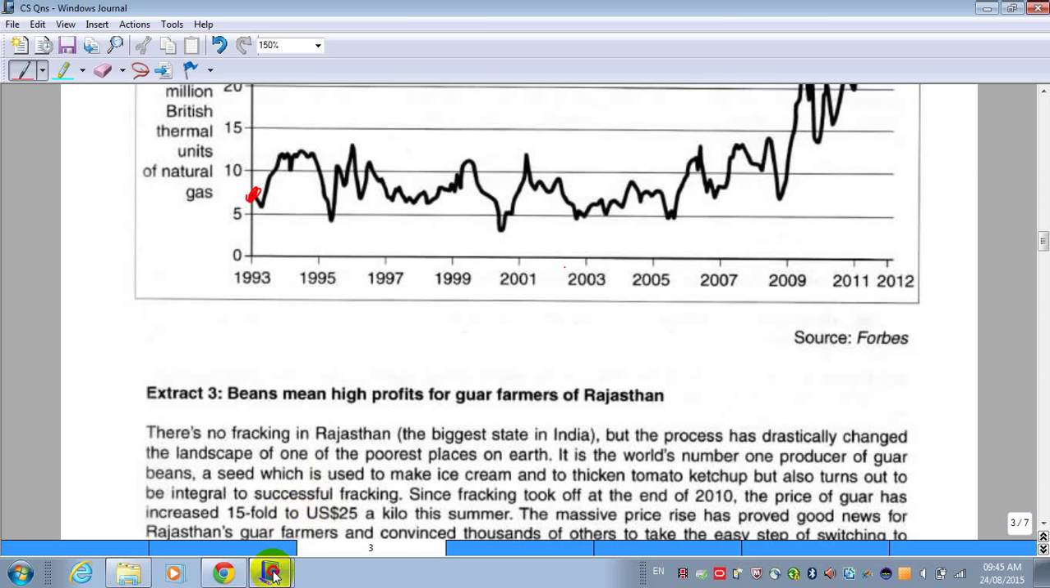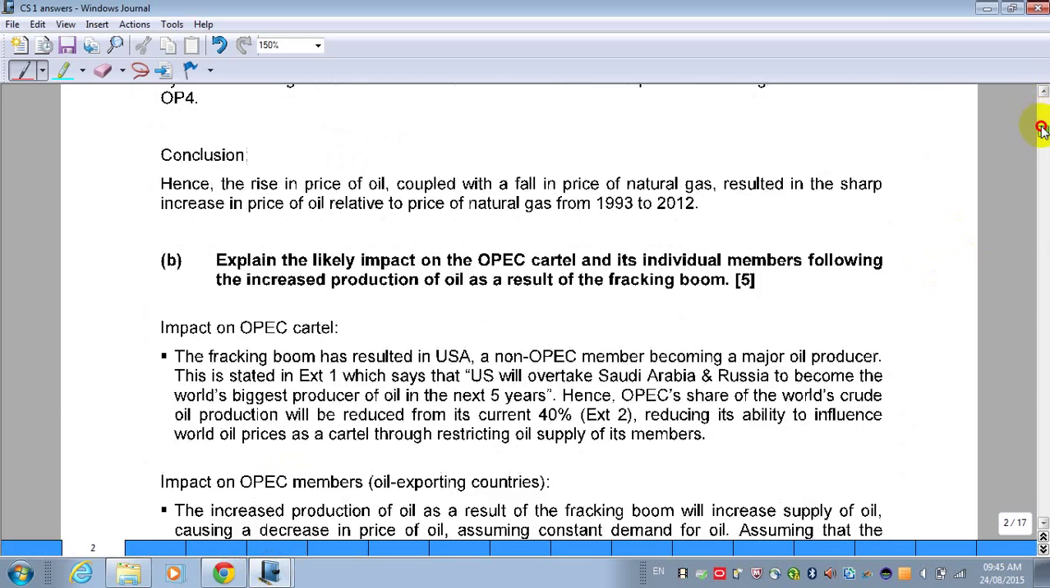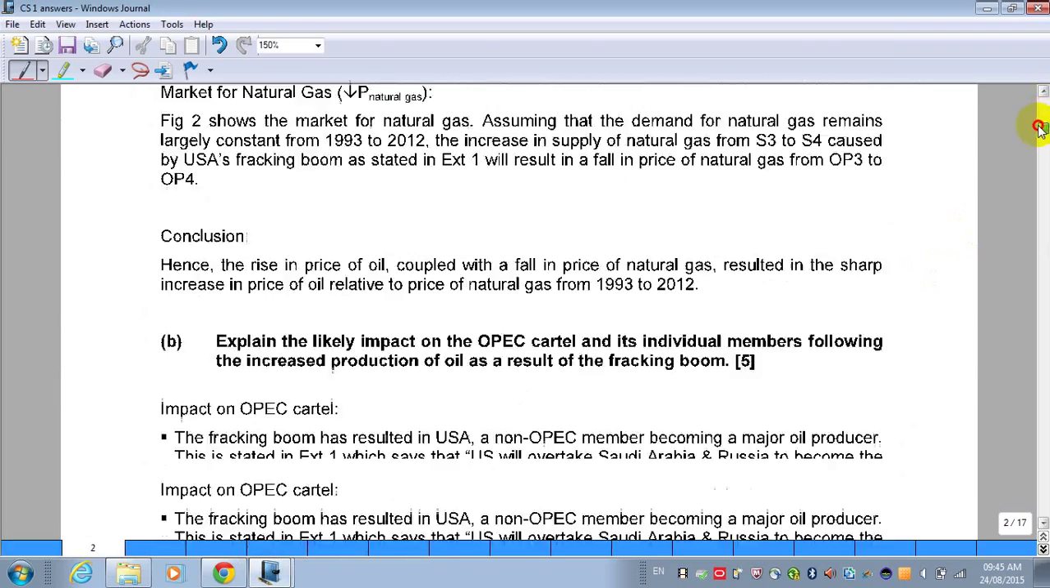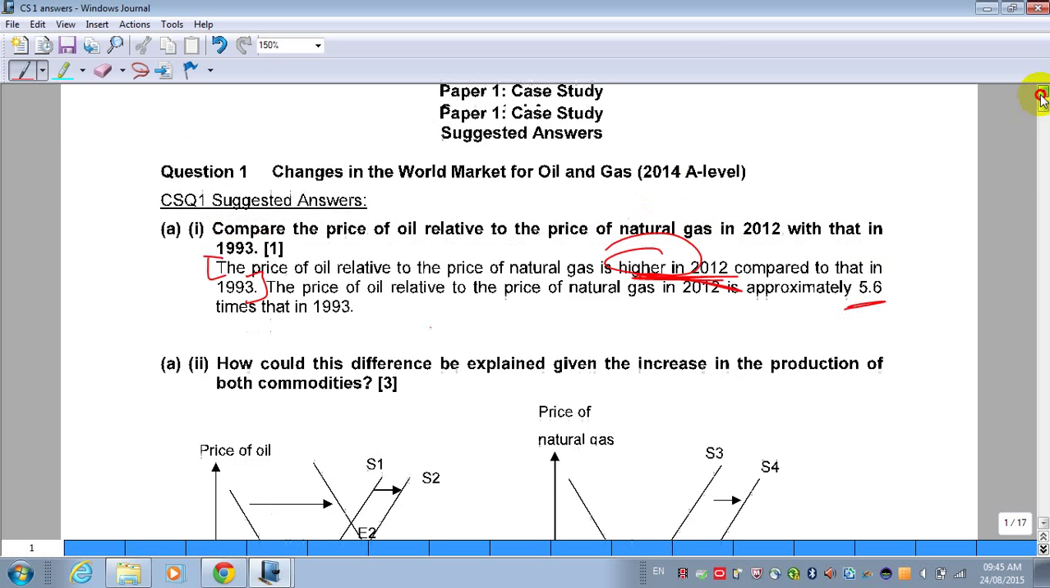If you look at the answers, they have been sent to you via tvjc.sg by Miss Lim. Okay, can you please refer to the answers? So you can see when they ask you to compare, you give me the difference. The price of oil relative to the price of natural gas was definitely higher in 2012 as compared to 1993. I just need the first statement. You don't have to tell me that it is 5.6 times higher as compared to 1993. It's fine. Just give me the first line.